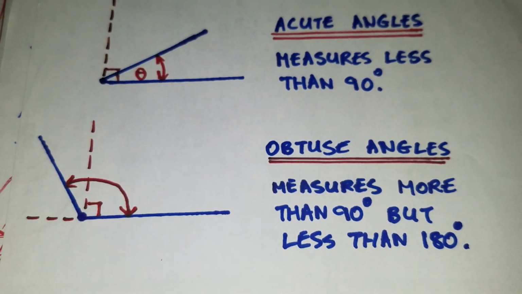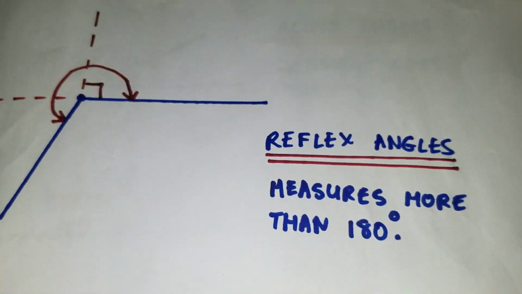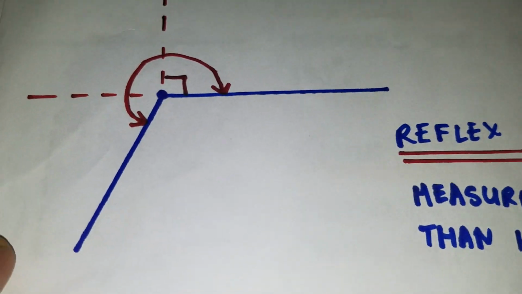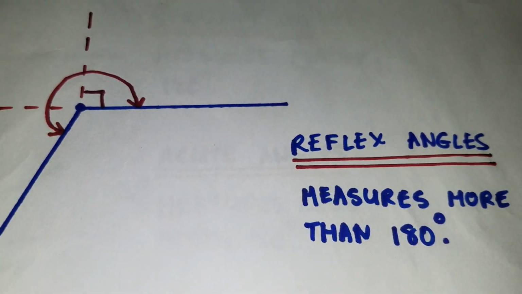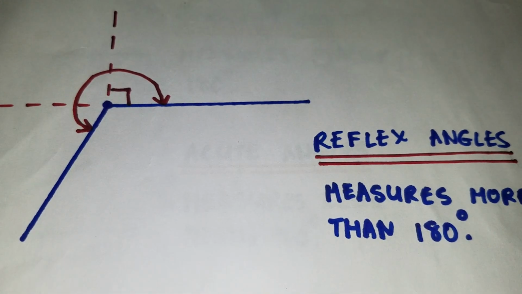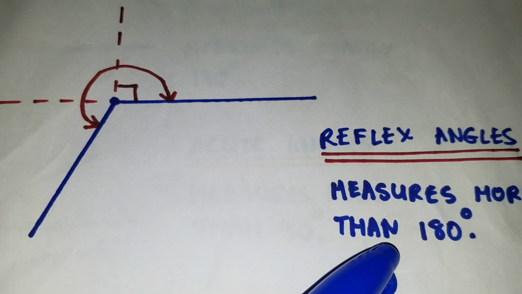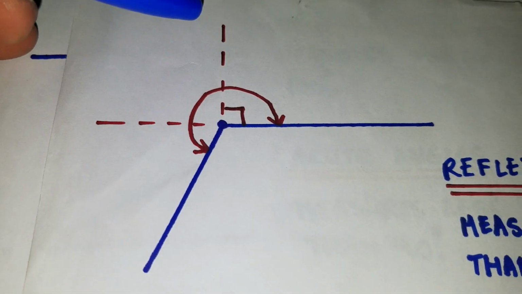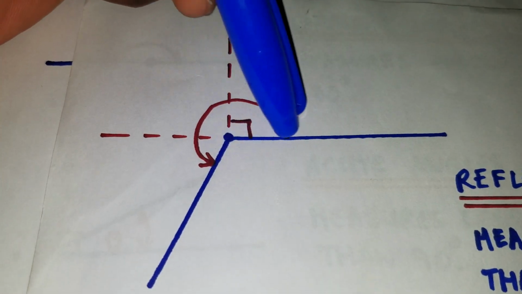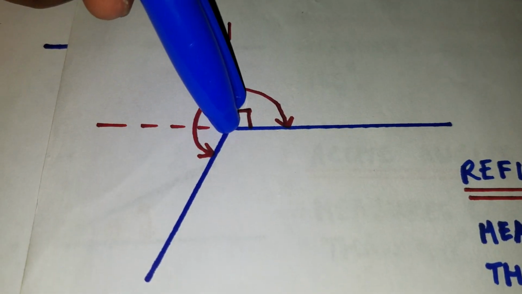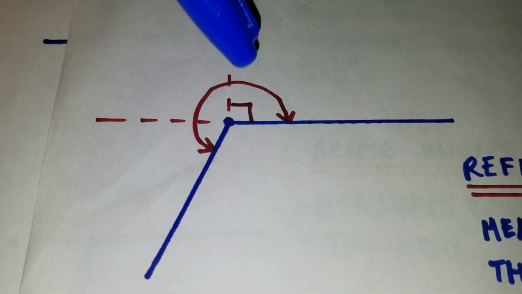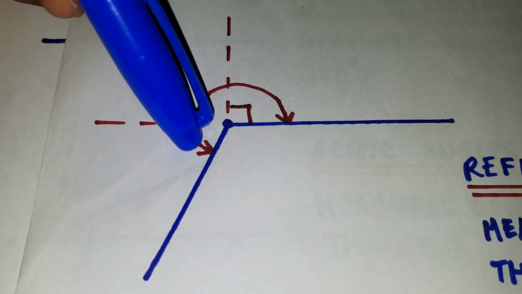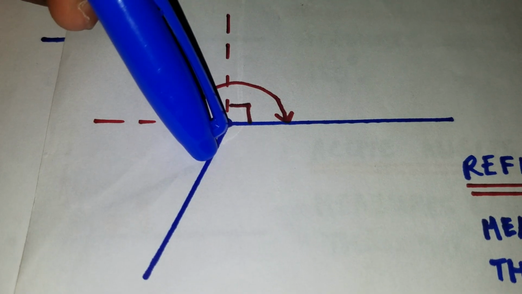There's one more angle of interest that we need to look at, and this angle is the reflex angle. Now the reflex angle measures more than 180 degrees. As you can see here, this line is here and the other line is here. They meet at this point. The opening between them is a reflex opening.